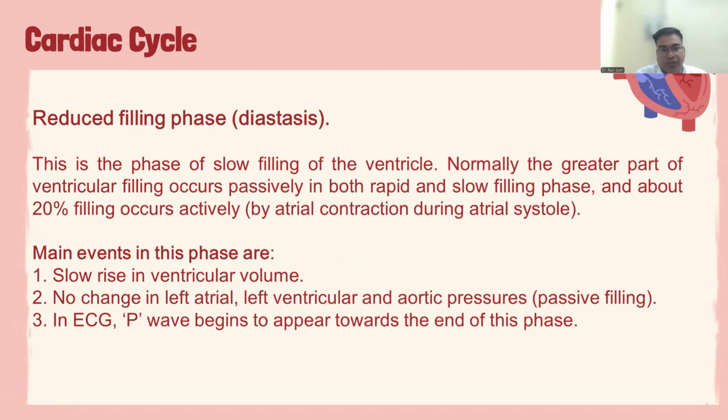Now come to the reduced filling phase, which is also called diastasis. This is the phase of slow filling of the ventricle. Normally, the greater part of the ventricle filling occurs passively in both rapid and slow filling phase, and about 20% filling of the ventricles occurs actively. The 80% part is filled due to the passive filling.